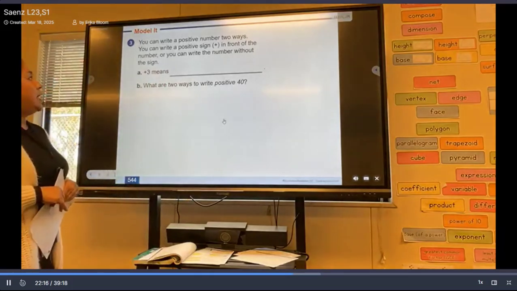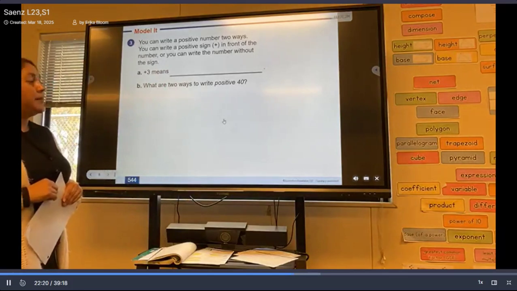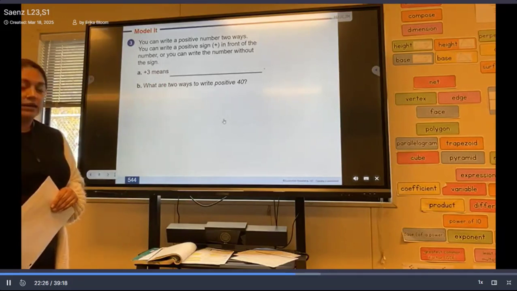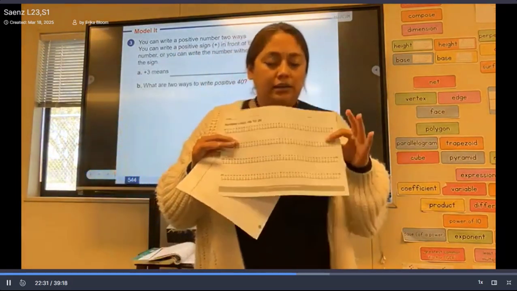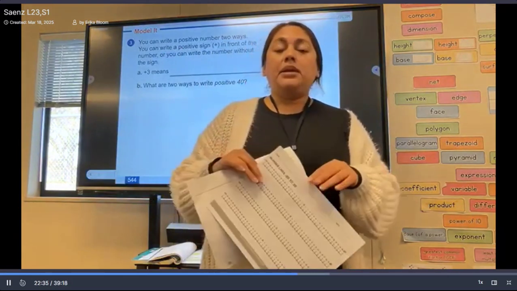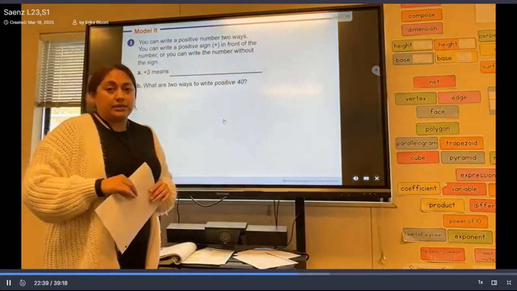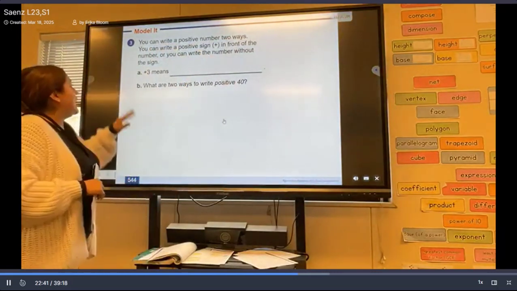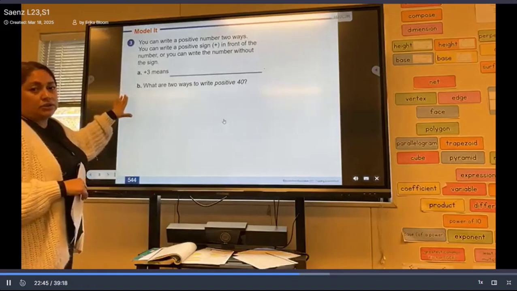It says, you can write a positive number in 2 ways. You can write a positive number by using a plus sign in front of the number, or you can write the number without a positive sign. So as you can see on this number line, it has positive numbers without the plus sign. But you will see in certain math problems that they do include the plus sign. So what I want you to do is take about 30 seconds to a minute and answer these 2 questions.